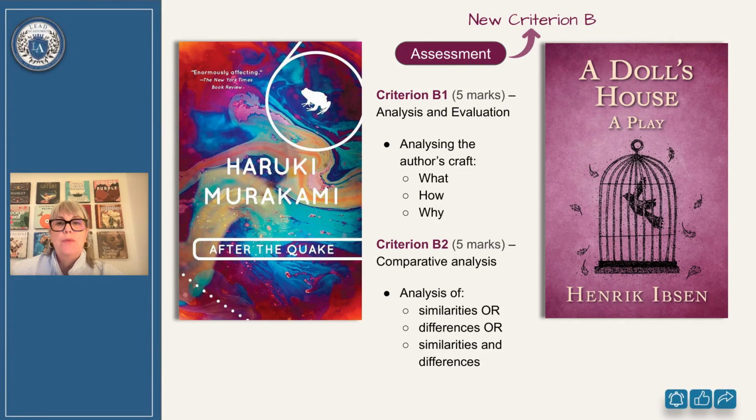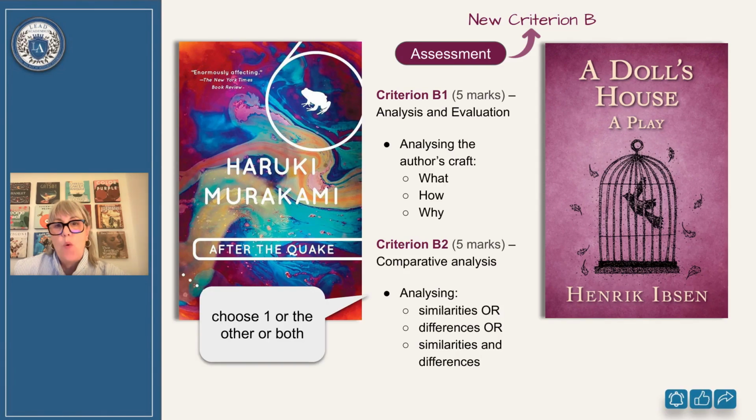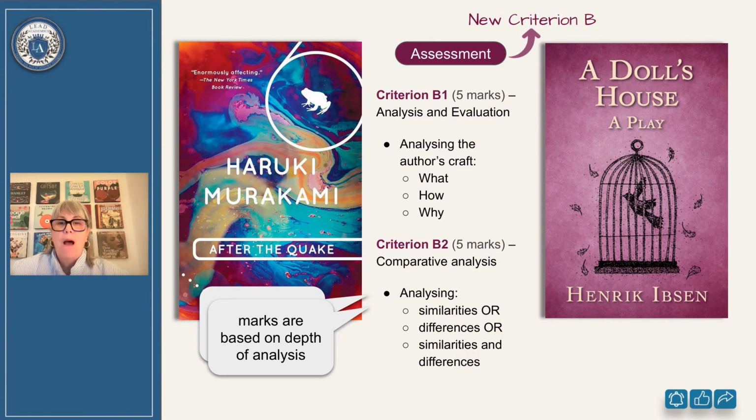Criterion B2, comparative analysis, is worth 5 marks also, and it assesses the analysis of similarities and/or differences between the two works. The and/or is new. It allows you to choose similarities, differences, or a blend of both. Marks are based on the depth of your analysis, not on the balance of your similarities and differences.